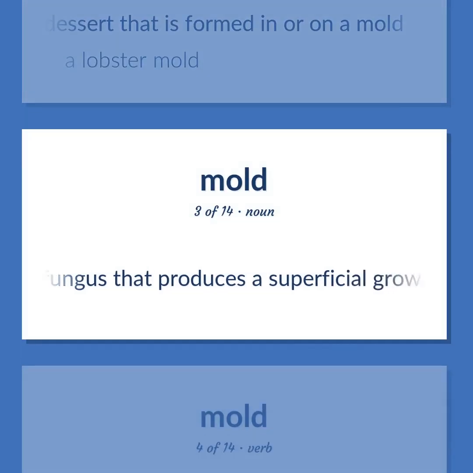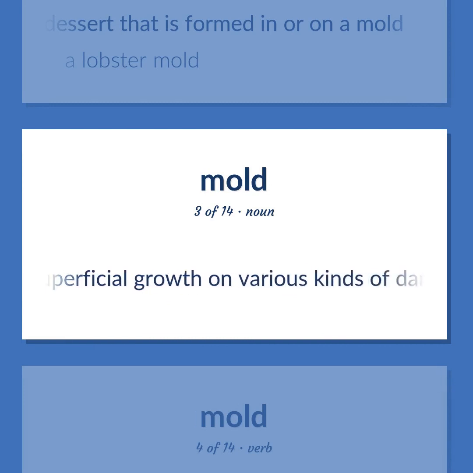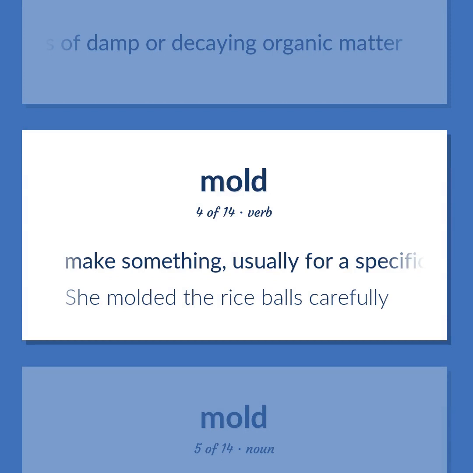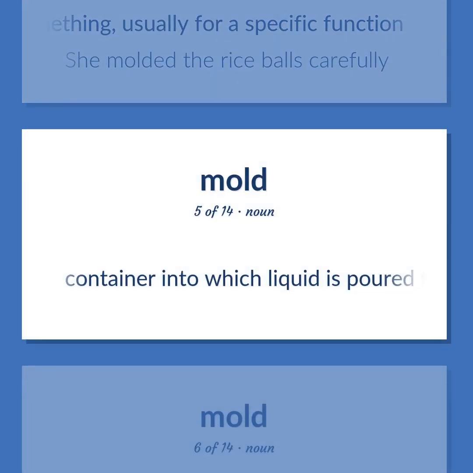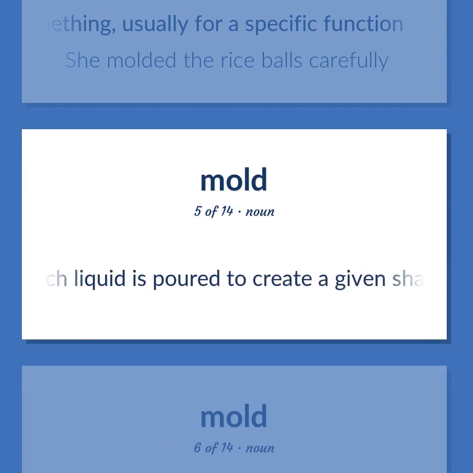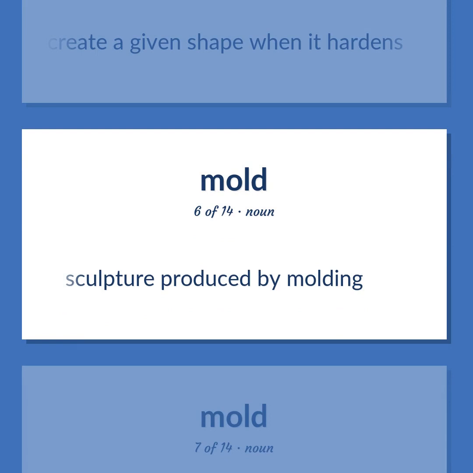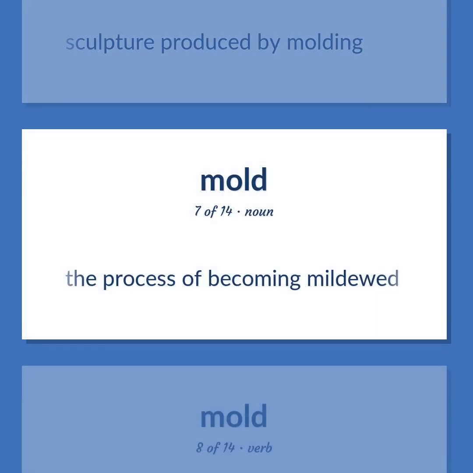A fungus that produces a superficial growth on various kinds of damp or decaying organic matter. Make something, usually for a specific function. She molded the rice balls carefully. Container into which liquid is poured to create a given shape when it hardens. Sculpture produced by molding. The process of becoming mildewed.